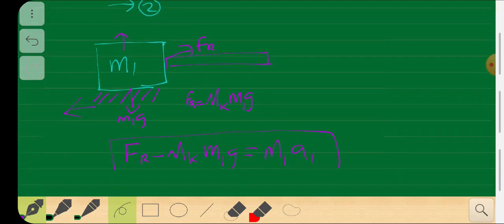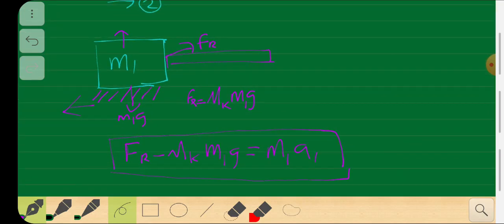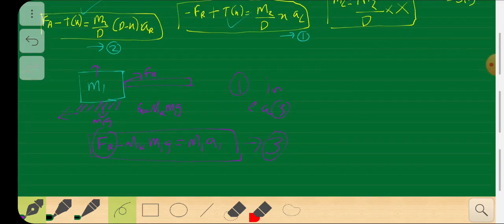We got three equations and we need to find out the tension, right? So let's call this equation 3. Okay, I hope this part was clear. Now what I'm going to do is substitute equation 1 into equation 3 for Fr, right? The Fr value from equation 1.